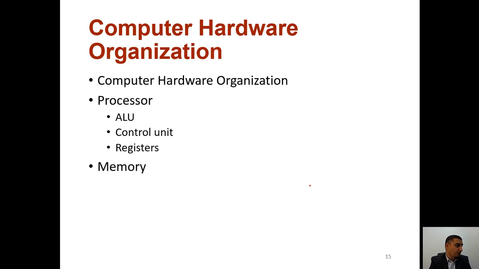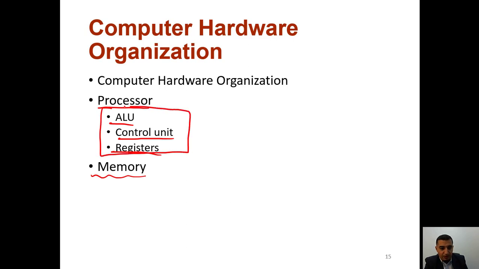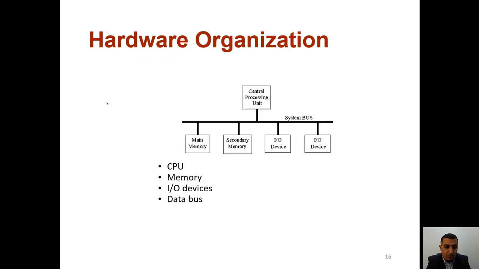Now, when it comes to computer architecture, we have the processor that contains the ALU, control unit, and registers. We have then the outside memory, which is mainly the RAM. But what we are concerned with over here is these three parts inside the processor, because we are programming the microprocessor. So the CPU communicates with the main memory, secondary memory, and input-output devices through the system bus.